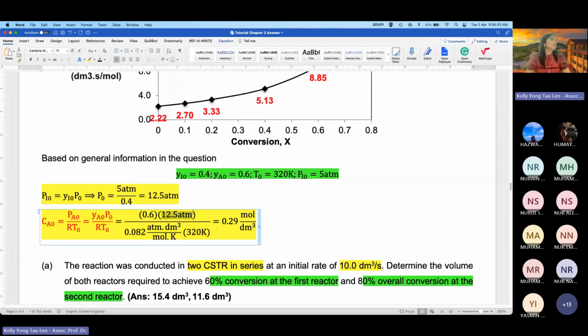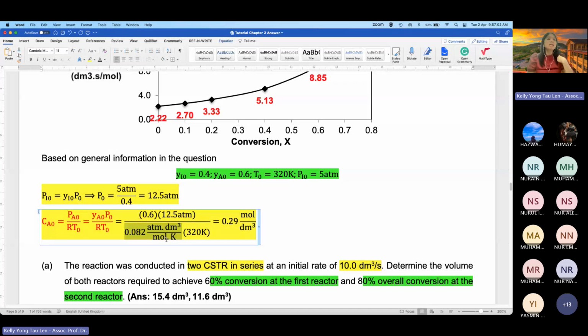The total pressure is now 12.5 atm. R is 0.082 atm dm cube per mole Kelvin. So again, the R value, you must be very careful. There are many R values provided to you. So how do you know which formula, which R value to be used?